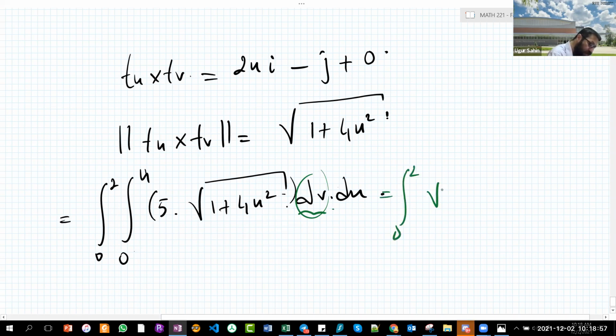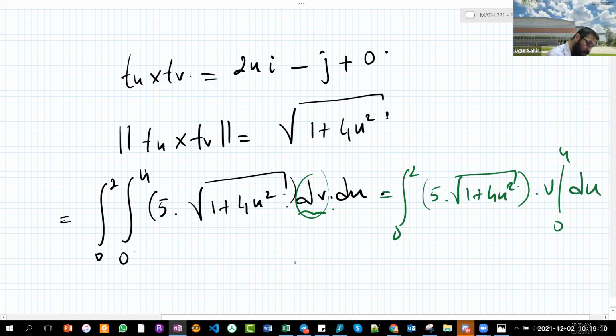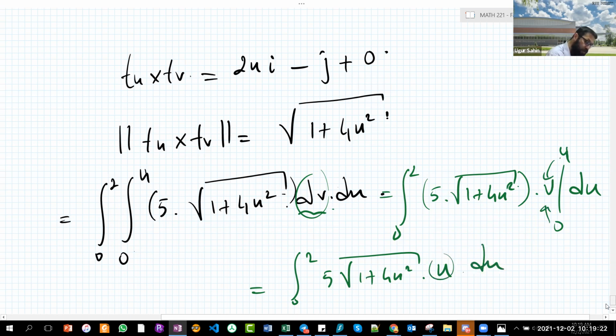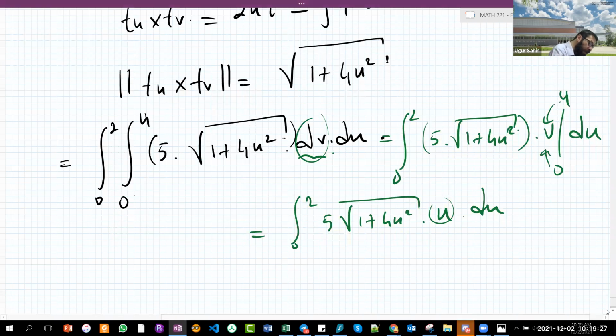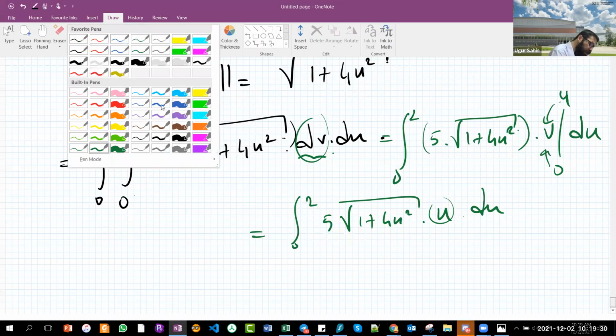0 to 2, 5 times the square root of 1 plus 4u squared times v, 0 to u, du. 0 to 2, 5, the square root of 1 plus 4u squared, just u after using the boundary, u minus 0, which is u du. Did you see? It turns out to be a single variable integral. And then you should remember what integration techniques you could use to solve this integral.